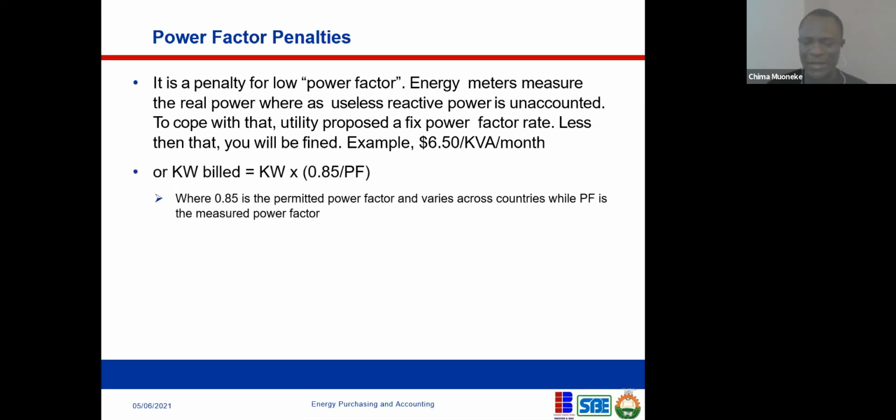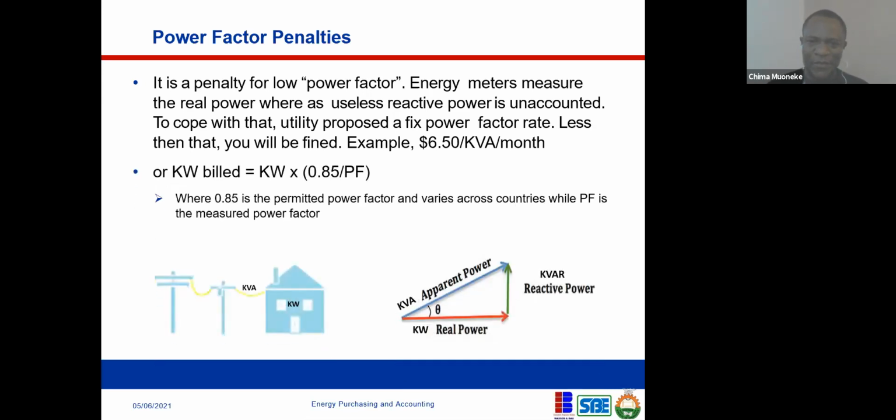Now, there's a diagram that I need to explain this. What the electricity company is pushing into your house is kVA, kilovolt-ampere. It only becomes kilowatts based on your consumption. So if you have an electric boiler or electric heater in your house, 100% of this becomes kilowatts, so your power factor becomes 1.